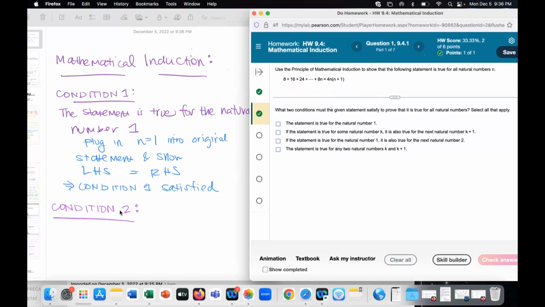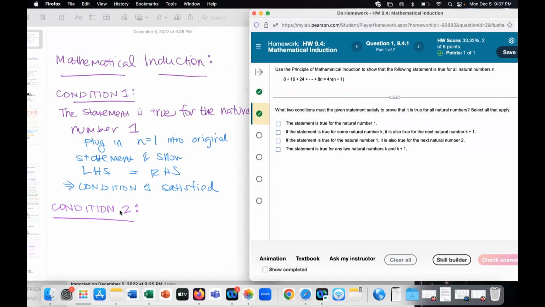So you're going to trust me and you're going to trust the process. The second condition is if, and this is the big part, if the statement, let me scroll up a little bit, is true for some natural number k. And we want to show that it's true just for some random value. We're not saying it's true for 10, so it's true for 11.